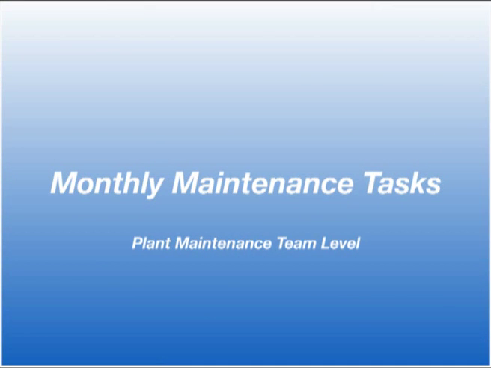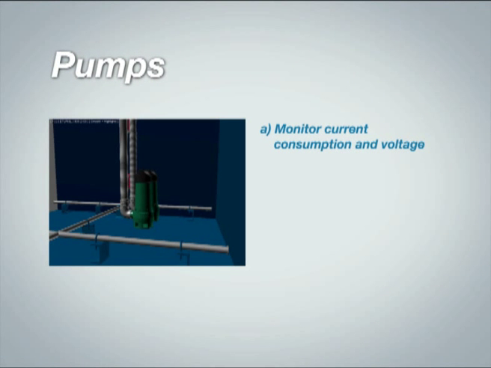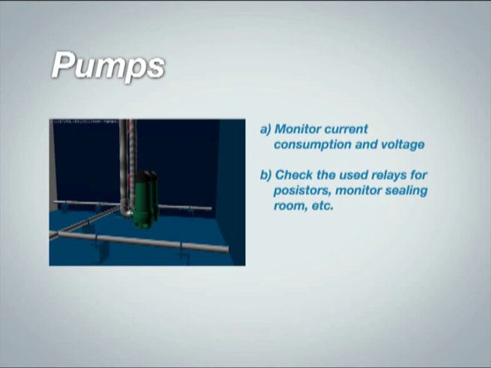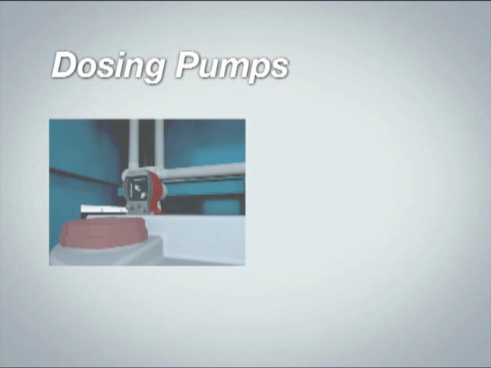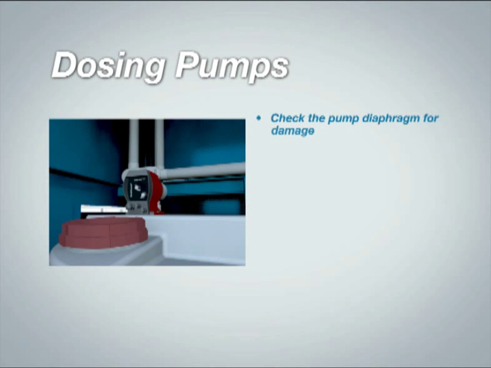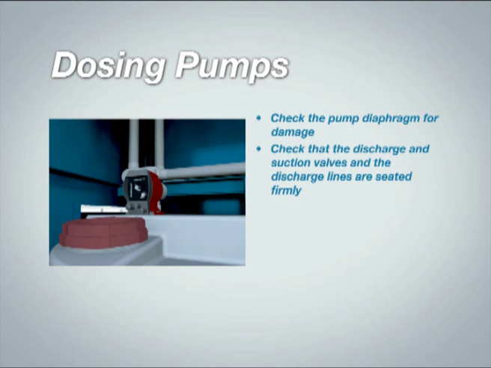Monthly maintenance tasks. Plant maintenance team level. For pumps, monitor current consumption and voltage. Check the used relays for posistors, monitor sealing room, etc. For dosing pumps, check the pump diaphragm for damage. Check that the discharge and suction valves and the discharge lines are seated firmly.